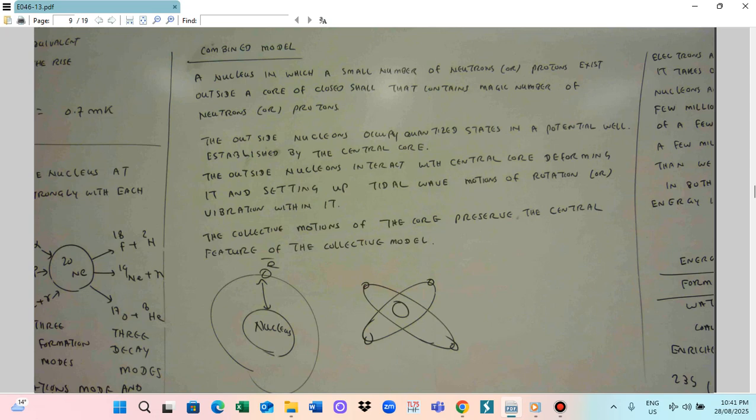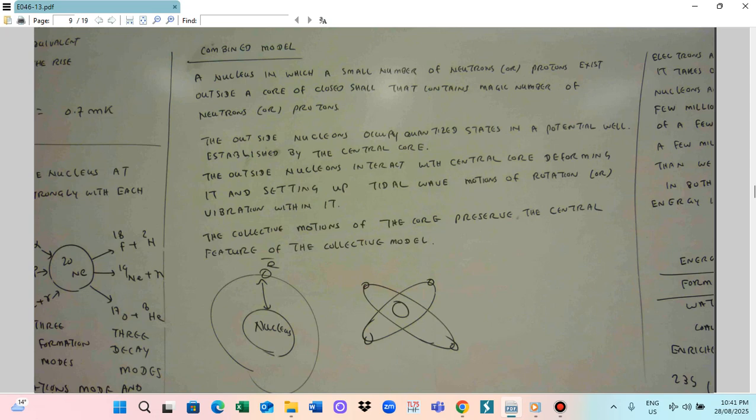Those nucleons are moving around, and their force interacts with the central nucleus. Because of this interaction, the central nucleus is deforming. Its size is changing, and it can also vibrate. Since this vibration is happening, that model is the collective motion model, or the combined model.